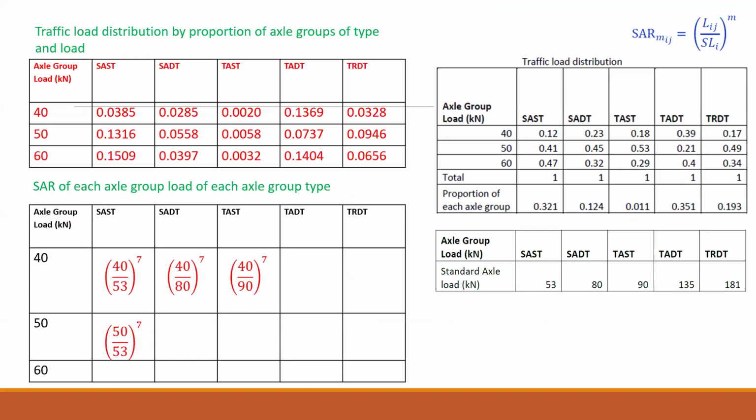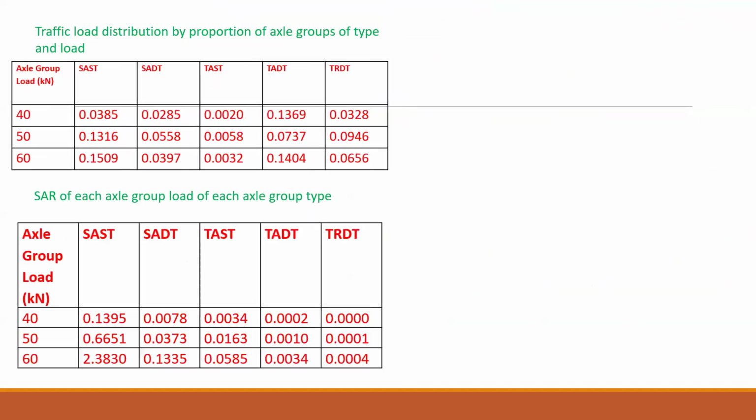Now, when I find all these values and put them in the calculator, I get this. This is my first table. Do you remember this table? The proportions. And this is my second table. This is the damage, and this is the proportion of the load and the groups. Any question up to here? Now, this much damage is created by 1, but we have, say, 100. We have this much proportion of SAST 40. So how do we find the damage created by this proportion? Do you get what I mean?